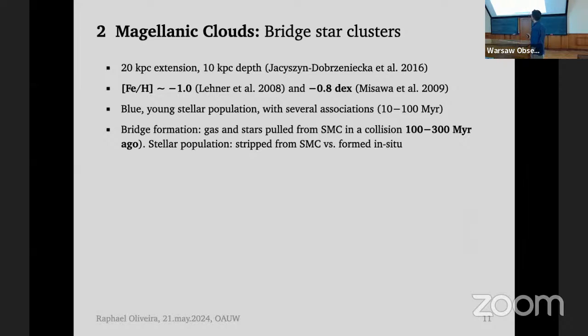The bridge itself has a 20 kiloparsec extension. It also has some depth and very few metallicity determinations, based on background quasars and so on. Mostly it has a young stellar population with a lot of associations. It was probably formed in a recent collision between the Large and Small Magellanic Clouds. In this episode, gas and stars would have been pulled off from the SMC between 100 and 300 million years ago. We also know that its stellar population can be divided into stars stripped from the SMC in the formation and stars formed in situ.